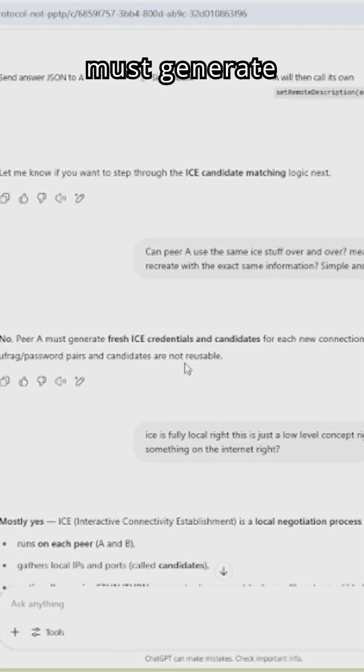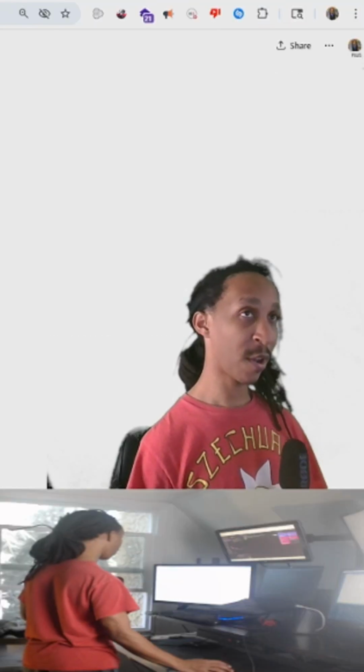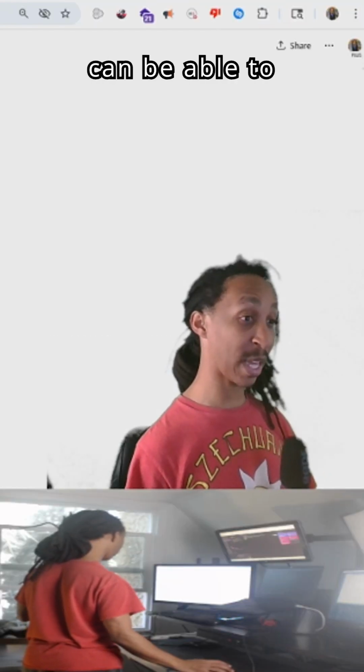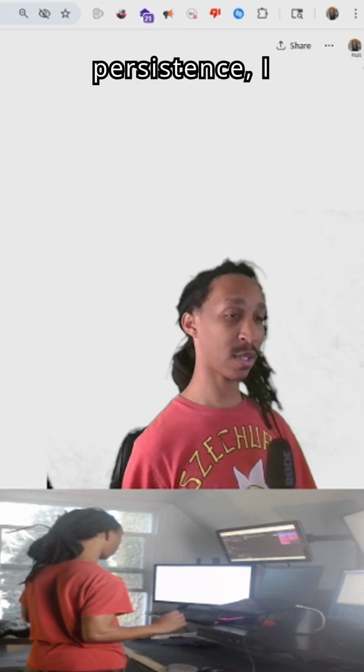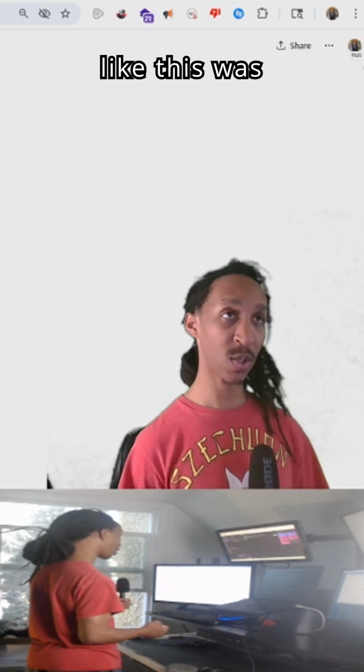Peer A must generate fresh ICE credentials and candidates. This was the part where I was thinking I could break into this to make the persistence. I wasn't sure, but I felt like this was a good lead.